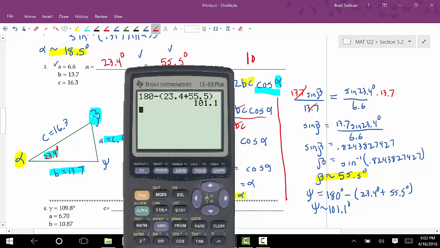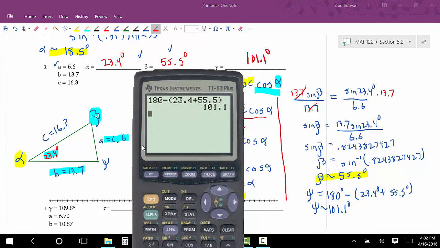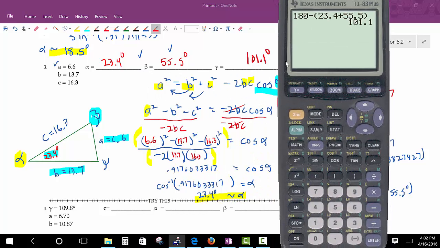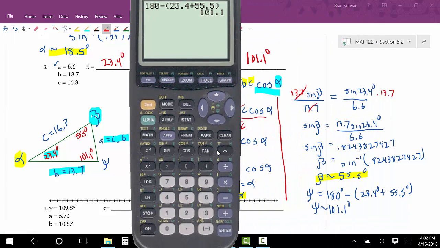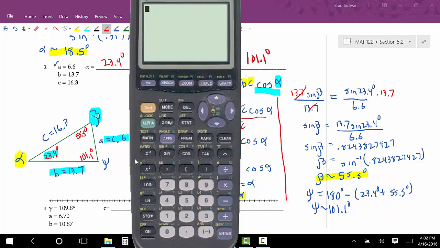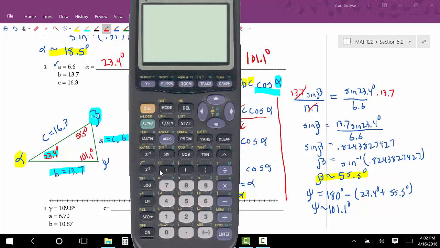I'm going to go ahead and go through the checking part of this. So I'm going to go ahead and just put everything in. We found beta to be 55.5 degrees. We found gamma to be 101. So watch how I do this again. I've been doing this over and over again. The repetition's important, so that you have the ability to tell you're right.